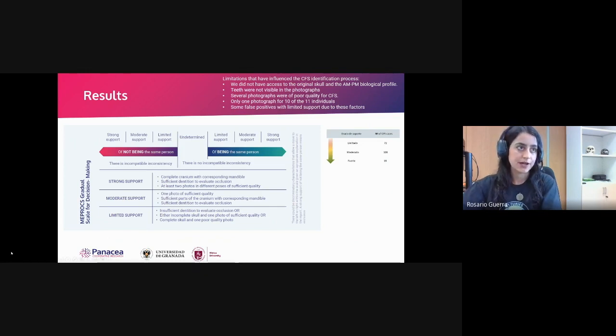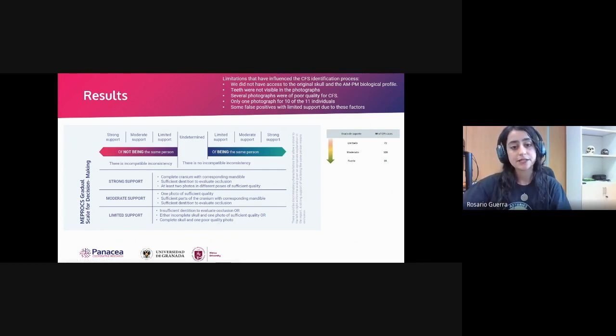So if we have either one photo that's low quality or an incomplete skull, we will have limited support to a decision that we reach. But as the quality and quantity of materials increases, and we may have more anatomical information to make an evaluation, we will bring the support higher in the scale, right?